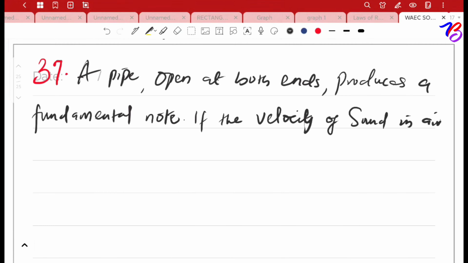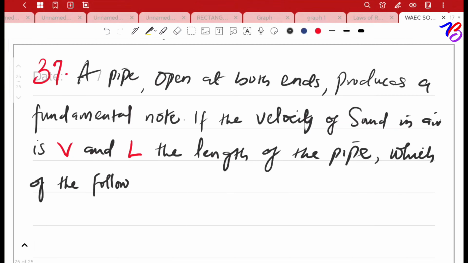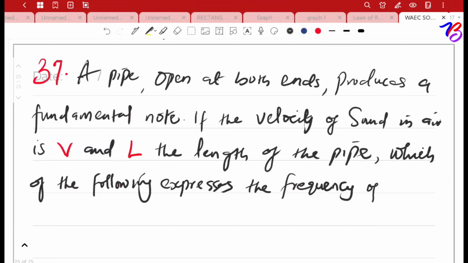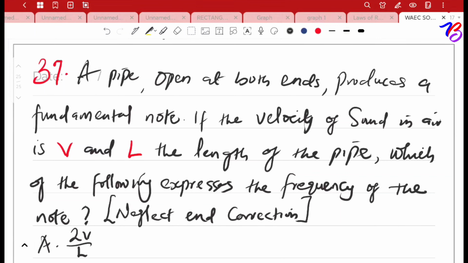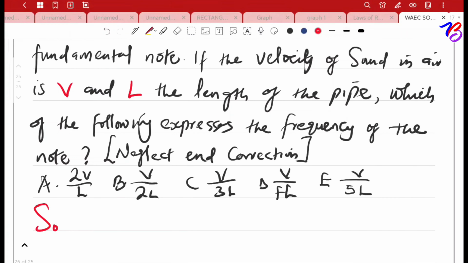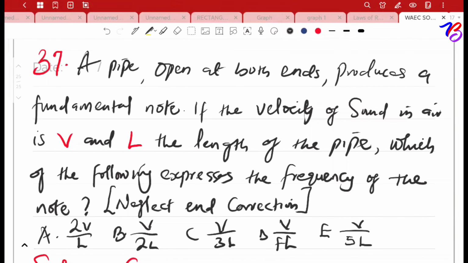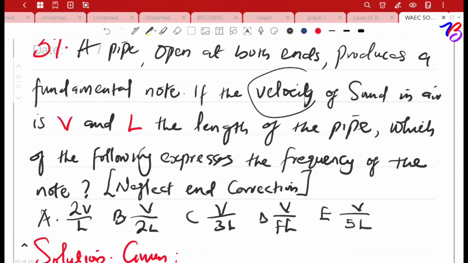A pipe open at both ends produces a fundamental note. If the velocity of sound in air is uppercase V and uppercase L is the length of the pipe, which of the following expresses the frequency of the note? Neglect end correction. So these are our options. So solution, we are going to extract the given data over here so that we can connect our solution to the right option. So the velocity is given to be V.